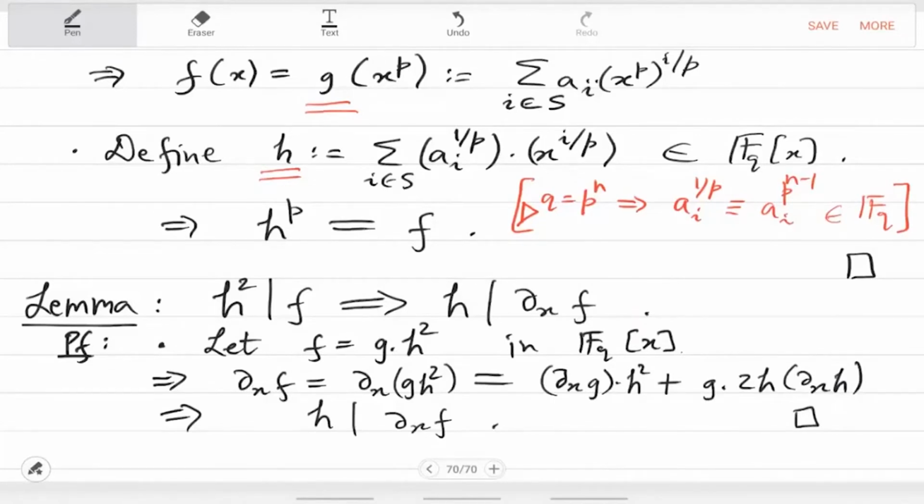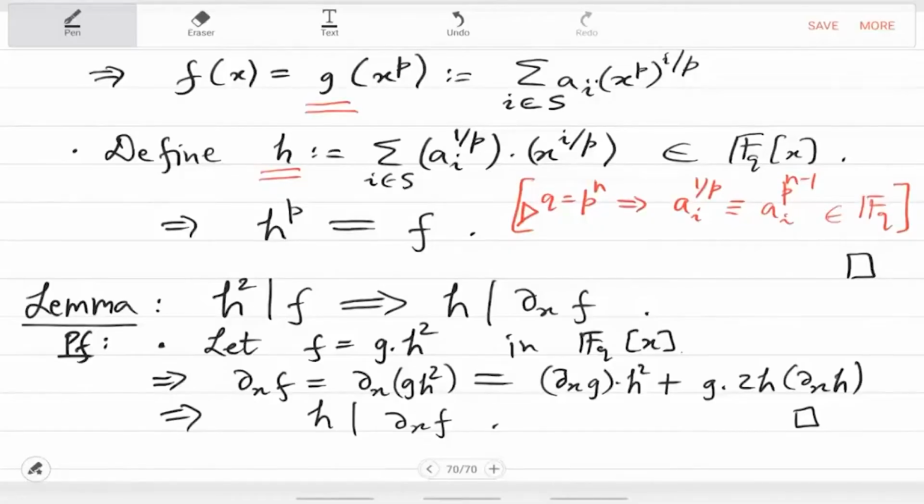Recall that you have seen in analysis that if you find a root of the derivative which is also a root of f, a common root of f and the derivative, then what is the speciality of this root? It's a repeated root. In other words, it has multiplicity at least 2, right? This is what the lemma is saying also. But the lemma here is completely syntactic or algebraic. There is really no analysis in this.